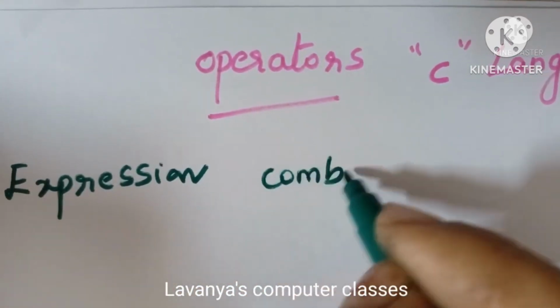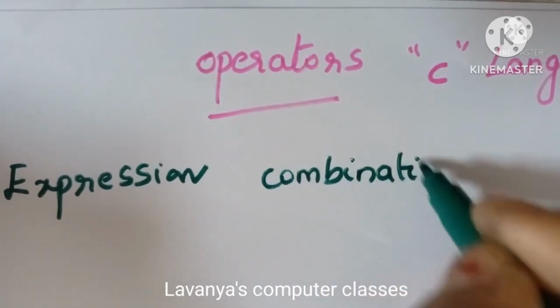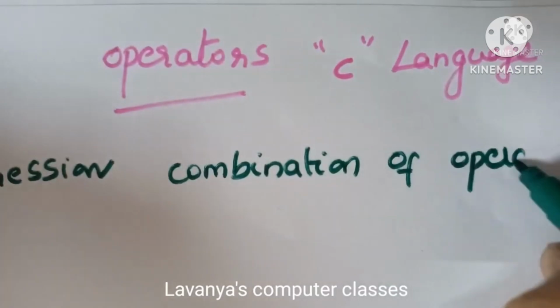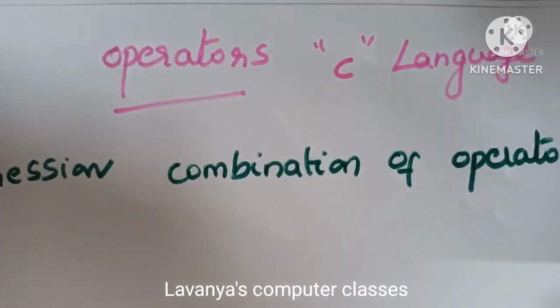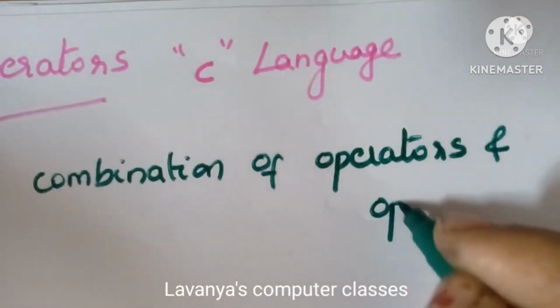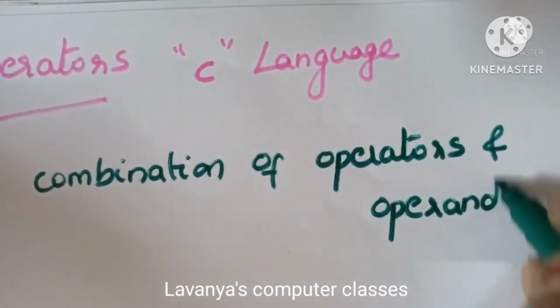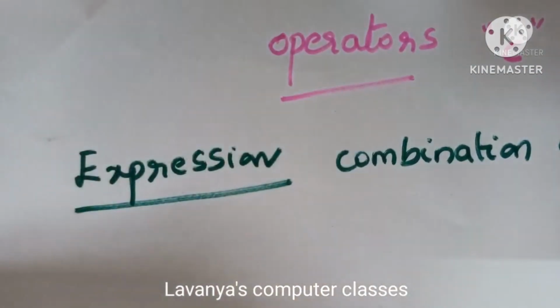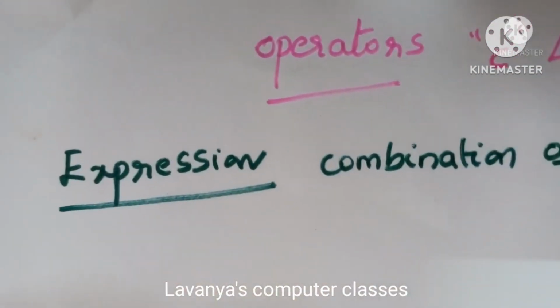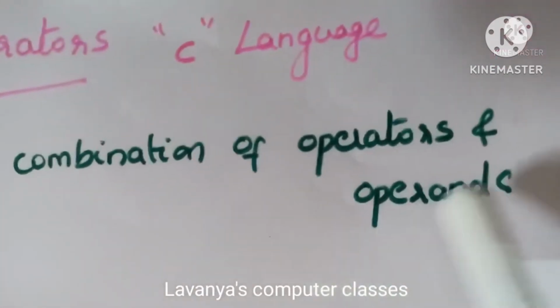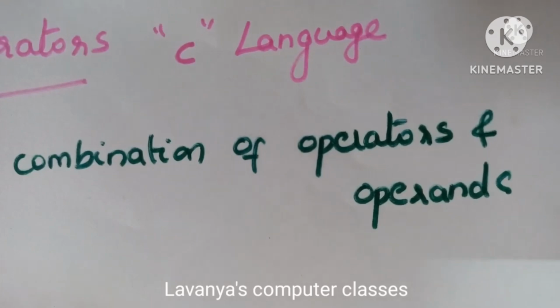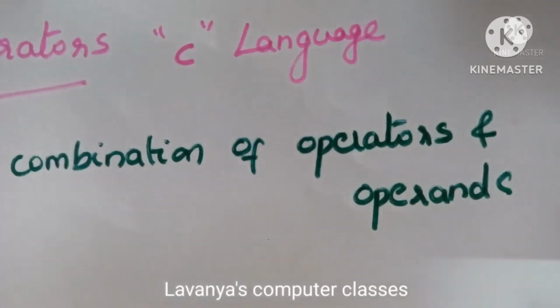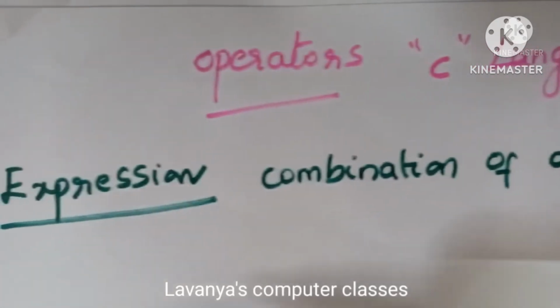So what is an expression? An expression is the combination of operators and operands. In the definition of expression we use one word, operator. In general mathematics we use the word equation. An equation is nothing but an expression, but in computer science we use the word expression. An expression is the combination of operators and operands.